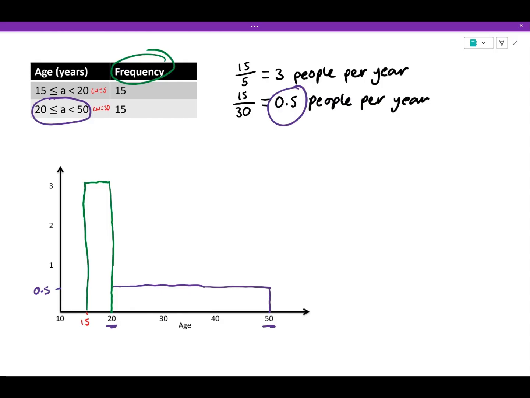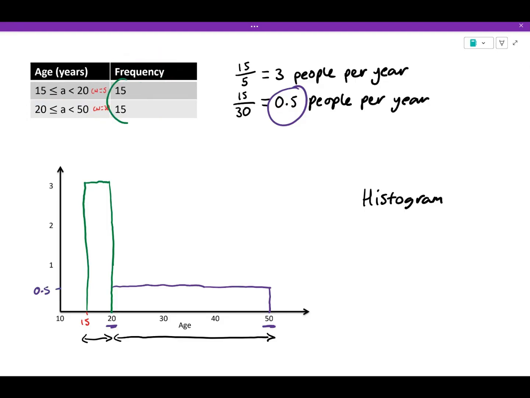Now, this diagram I've drawn here is called a histogram. And the histogram shows the unequal class widths. It shows that we're going from 15 to 20 for the first one, and from 20 all the way to 50 for the next one. So that's represented. But also, if we look at the bars, it no longer looks like one of the bars is significantly bigger than the other one. In fact, it looks like they're the same size. And that would make sense, given that if we look at our frequencies, they're equal. So this is a better representation of my data.